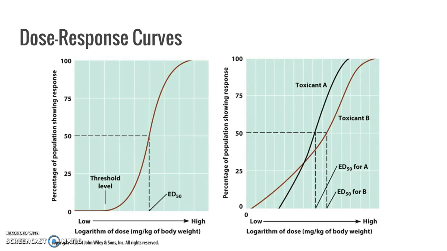If we look at these dose response curves here, we can see that there is a threshold level, and we can see that there are different levels of toxicants. You can see that based on the body weight, there are different threshold levels. And based on the threshold level, you can see it actually levels out very quickly as to the lethal dose.